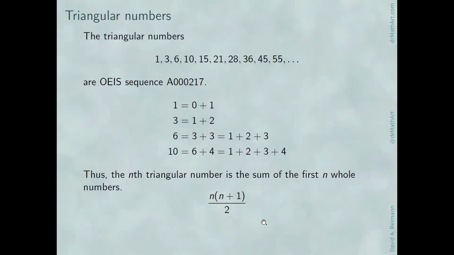I also have a closed form formula for this, n times n plus 1 over 2. And so that's a nice way of just saying, if I want to look at the nth number in this sequence, this is what that number would be.